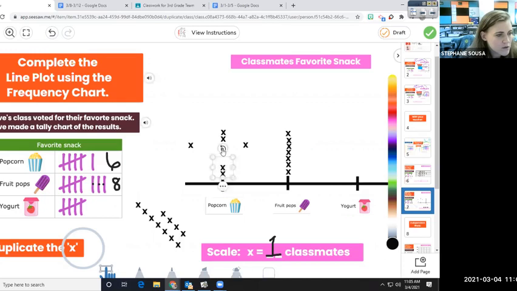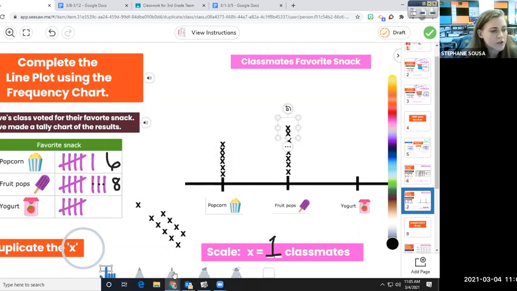I didn't like how those looked, so I'm moving them. Boop. Boop. Boop. Boop. Okay, how many do I have for fruit pops? 1, 2, 3, 4, 5, 6, 7. Here comes 8. There we go.